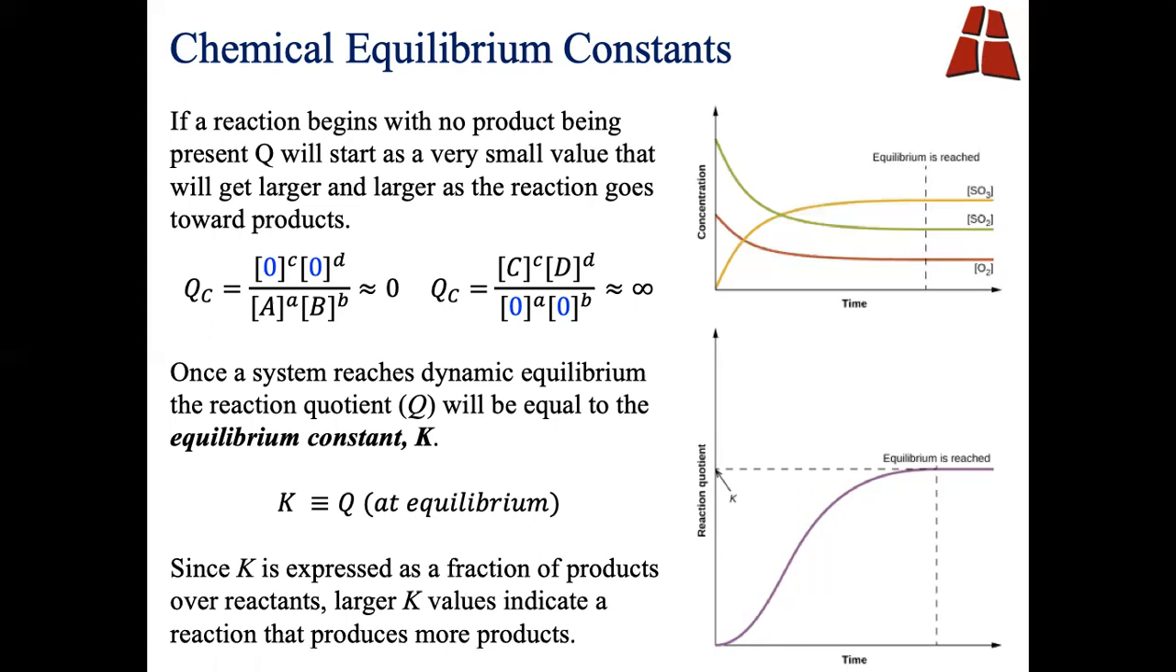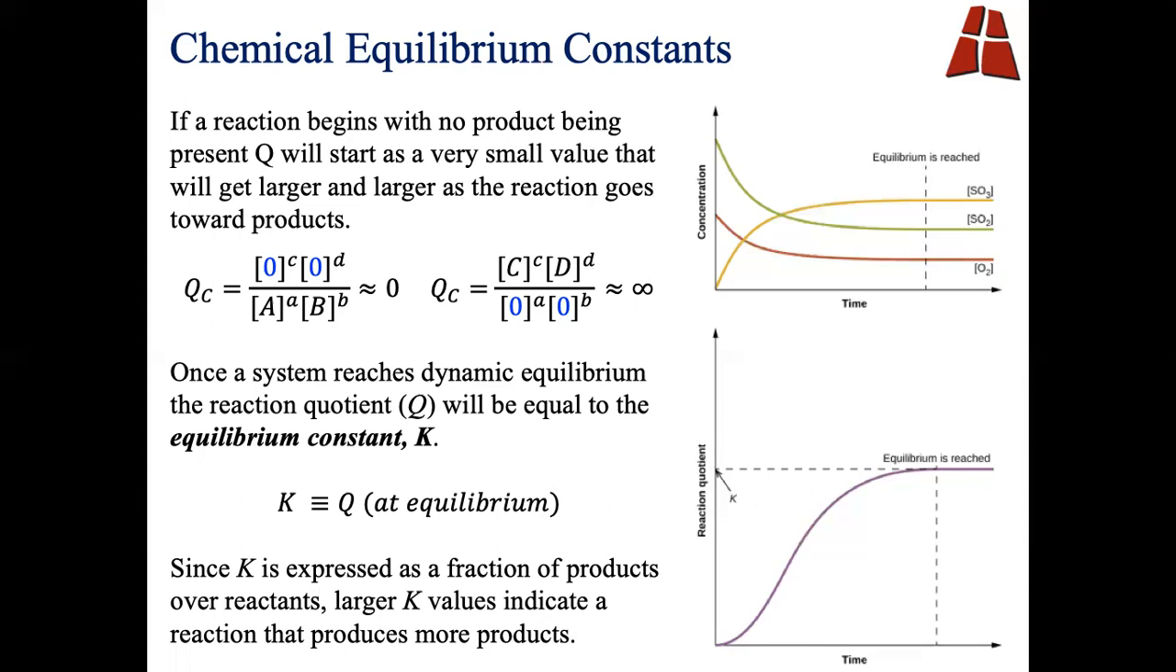And so since K is expressed as a fraction of products over reactants again, larger K values will indicate that more products are formed. And so as long as our K value is over 1, because of course we'd have more products than reactants, then we would say that our K value is more than 1, our product side of a reaction is favored.